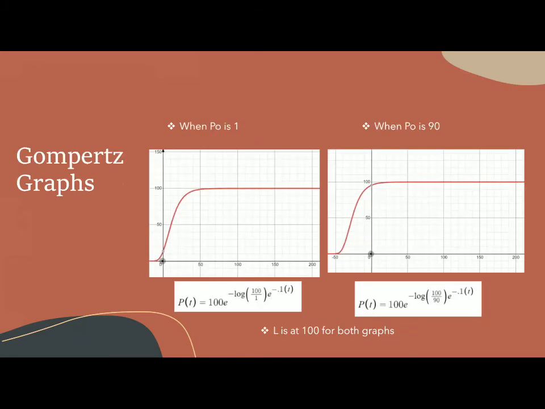And looking at the Gompertz model graphs, it's the same idea. The graphs are just slightly different due to the equations being different, as you can see from the bottom of the screen. But we kept the variables the same. The P of 0 on the left is 1, the P of 0 on the right is 90, the L for both graphs is 100, and the R we have at 0.1.